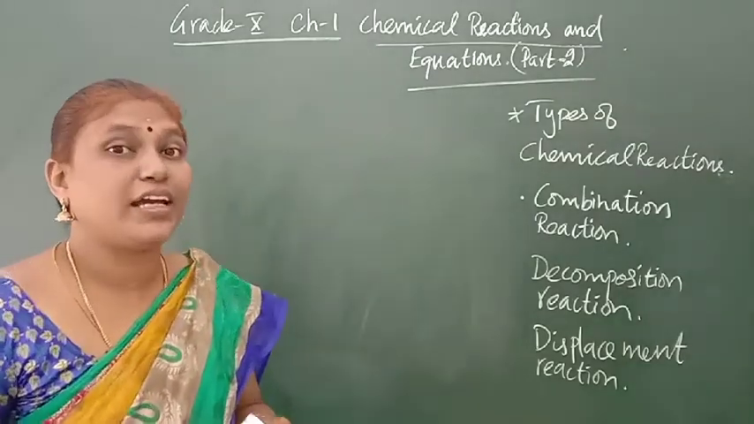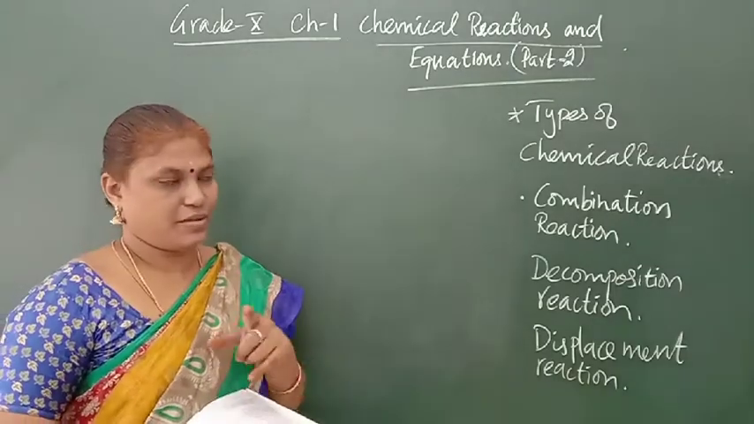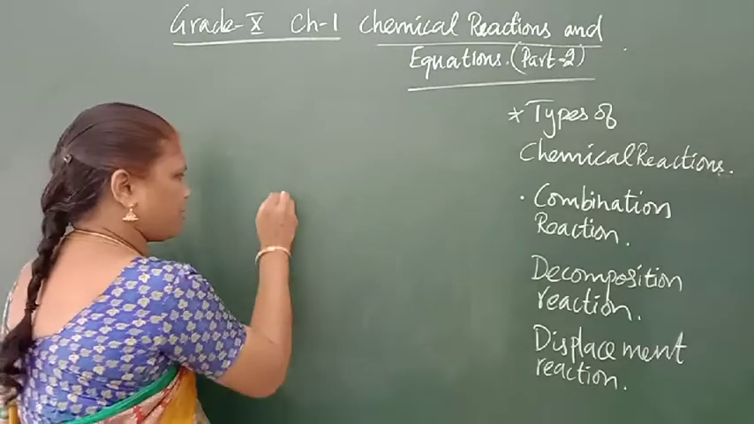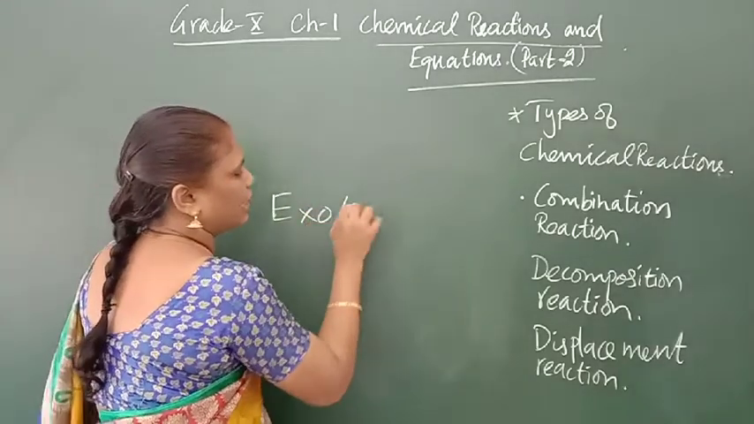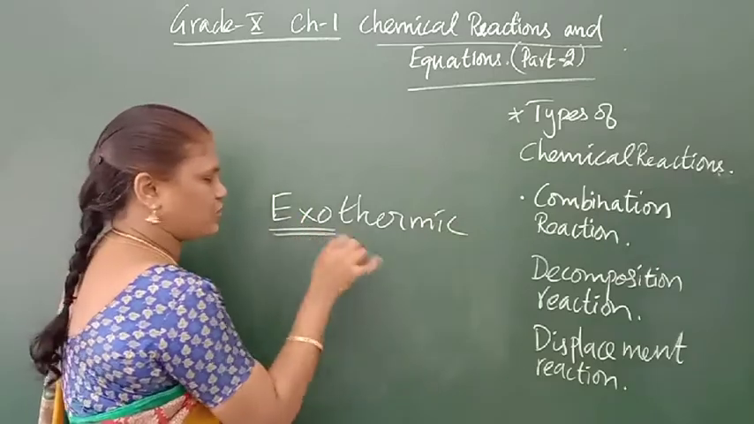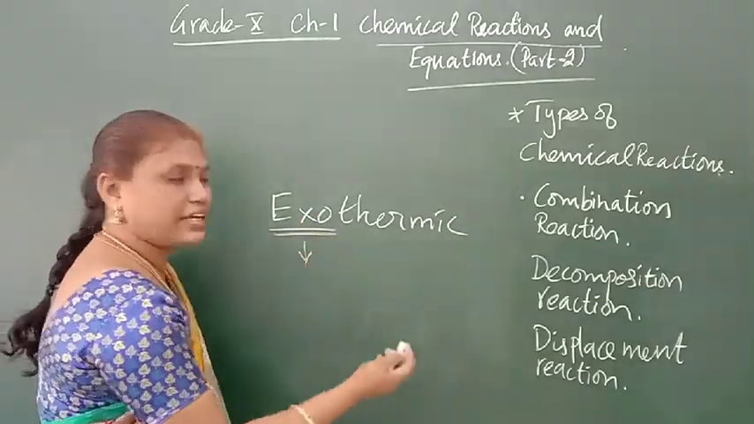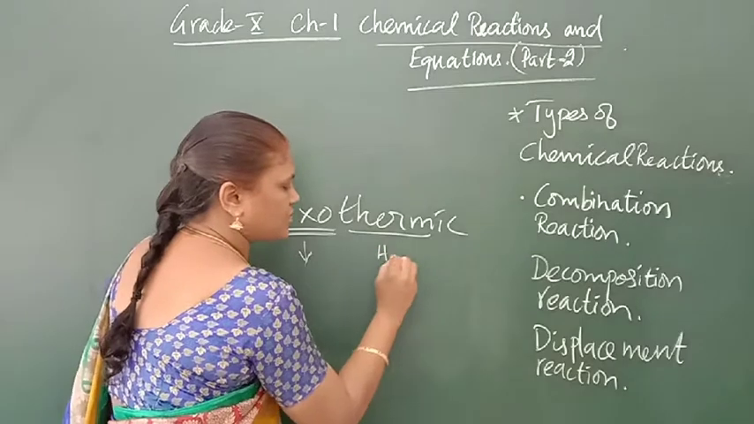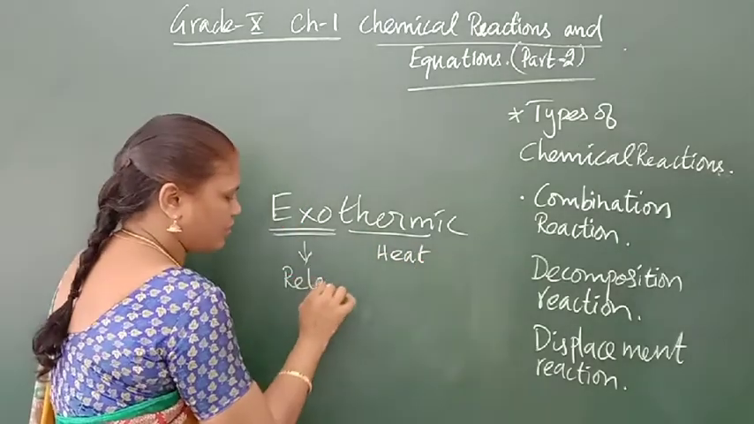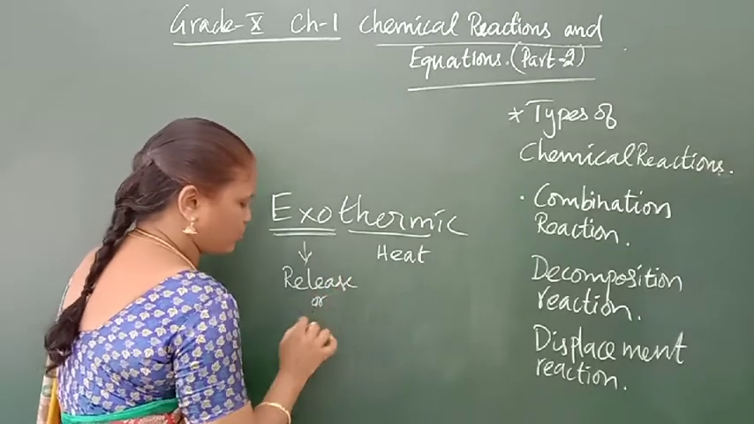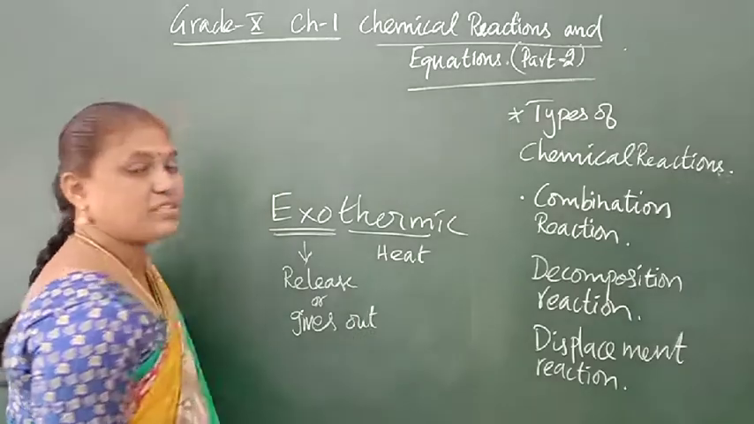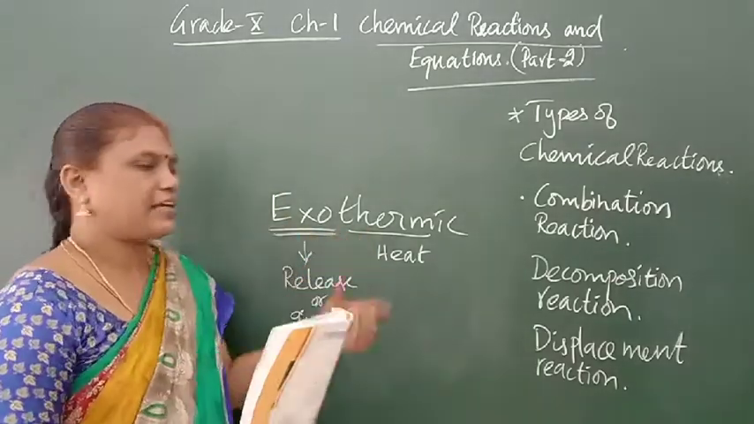When vegetable matter undergoes decomposition, it is exothermic. I told you, combination reactions are exothermic reactions. What do you mean by exothermic? Exo means heat is given out. Thermo means heat. When a reaction releases or gives out heat, that reaction is called an exothermic reaction.